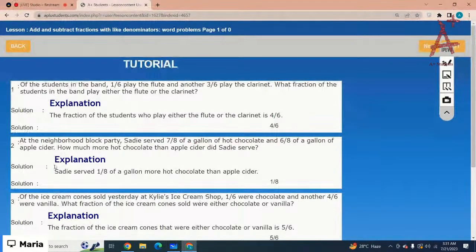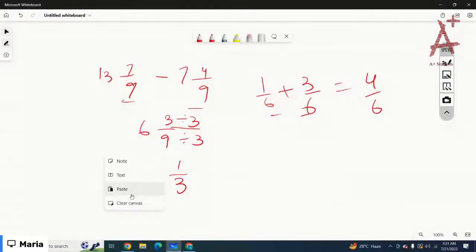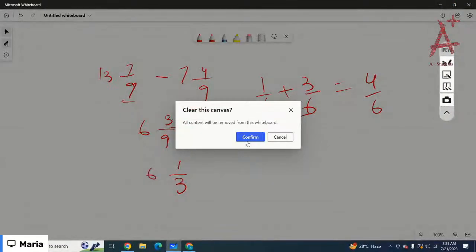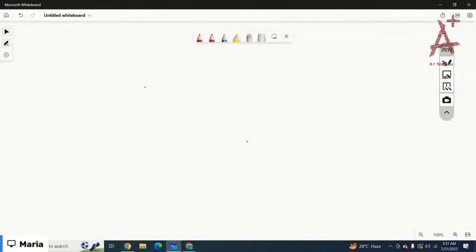Okay, let's look at the other example. At the neighborhood block party, Sadie served 7/8 of a gallon of hot chocolate and 6/8 of a gallon of apple cider. How much more hot chocolate than apple cider did Sadie serve? So basically, how much more means you have to subtract. So 7 over 8 minus 6 over 8.